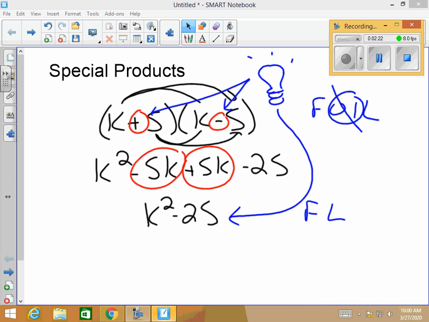It's going to take some time to do this, so work on this. Understand exactly what's going on. If you have to, go ahead, expand it out, do the FOIL completely, eliminate your outsides and insides, and it still works. It's just a little bit longer.